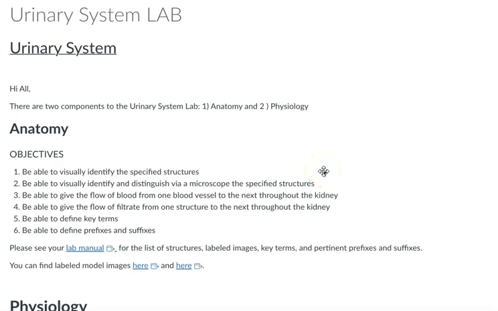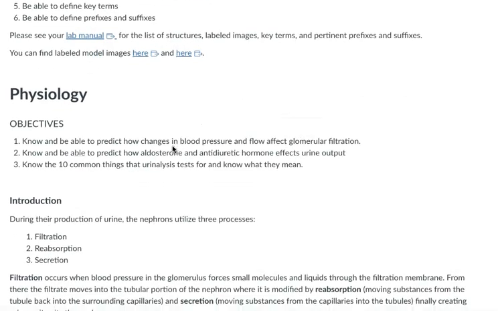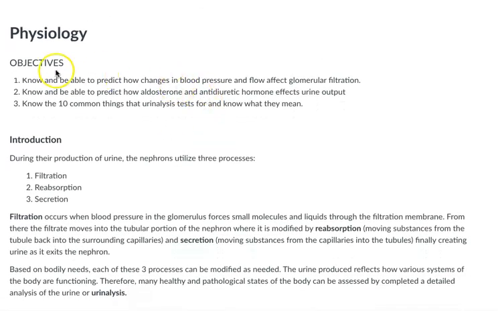Hi everyone, the prior video talked to you about the anatomy portion of this lab, so now we're going to talk about the physiology portion. We have three main objectives. The first is to know and be able to predict how changes in blood pressure and flow will affect glomerular filtration, how aldosterone and antidiuretic hormone will affect urine output, and then 10 common things that urine analysis test strips will test for and what that means.